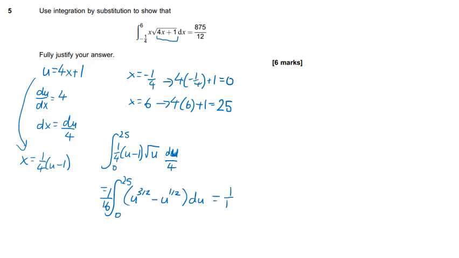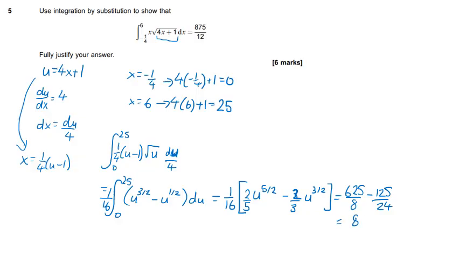So if we perform those integrals now, we just need to increase the power by 1 and then divide by the new power. So the first term, the power becomes 5 over 2, and then if we divide by 5 over 2, that's the same as multiplying by 2 over 5. And then similarly with the second term, I'm going to get minus 2 over 3 u to the 3 over 2. And if we substitute in the values, we're going to get 625 over 8 minus 125 over 24, which gives an answer of 875 over 12.